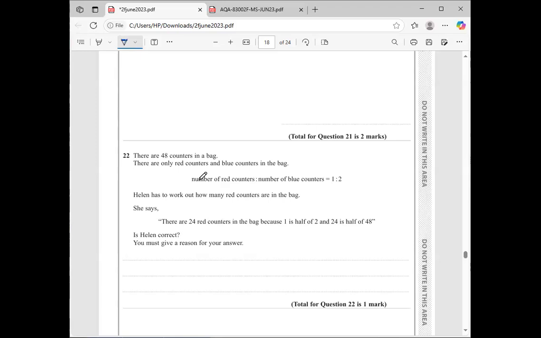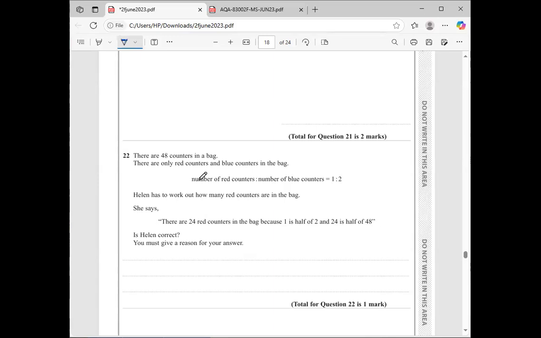Helen has to work out how many red counters are in the bag. She says there are 24 red counters in the bag because 1 is half of 2 and 24 is half of 48. Is Helen correct? You must give a reason for your answer.